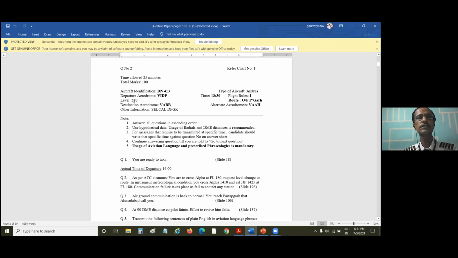Level is 320. Last time you flew 33,000 feet. Today you are flying 32,000 feet. Destination is VABB. In that case, origin was VABB. Now it is just the reverse. Now your destination is VABB. You are flying from Delhi to Mumbai. VIDP to VABB. Delhi to Mumbai at 32,000 feet.